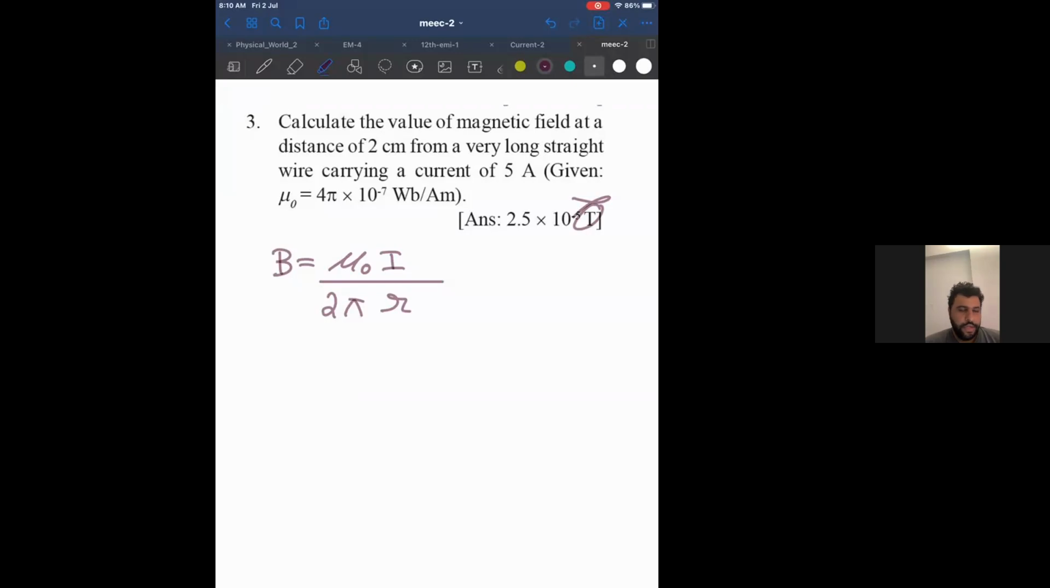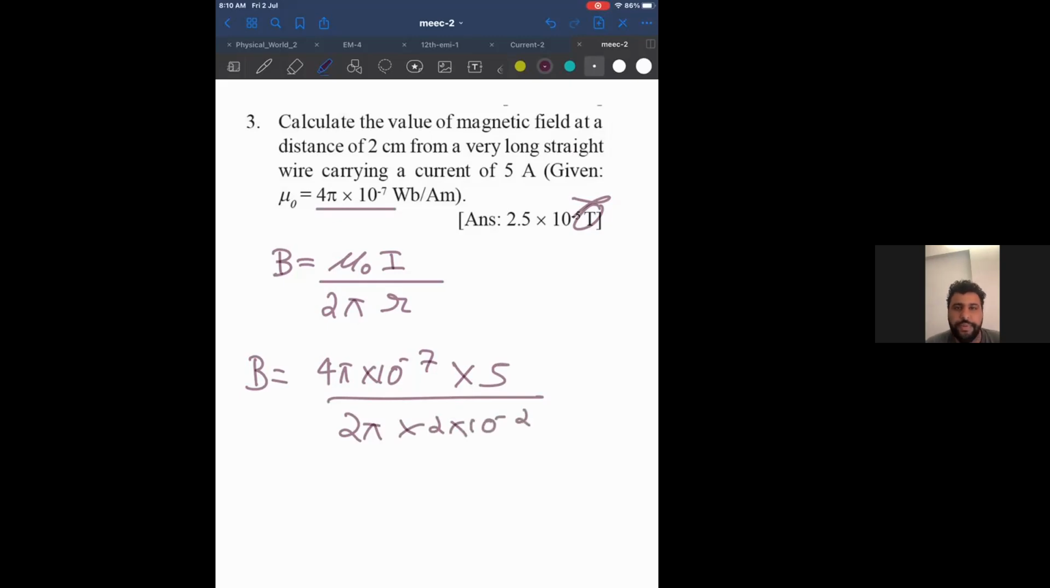Okay, let me solve it and show it to you. So B is equal to mu naught I by 2 pi r. You know the value of mu naught is 4 pi into 10 power minus 7, which is given over here, but don't expect in the exam that they'll give this to you. Into current is 5 ampere upon 2 pi into 2 centimeter, which is 2 into 10 power minus 2 meter. You have to convert centimeter into meter. Now pi and pi will cancel first. 2 into 2 is 4, and 4 also will cancel. Therefore, 4 pi, 2 pi, 2 cancels. You're left with 5 into 10 power minus 7 plus 2. Tell me, are you getting this?